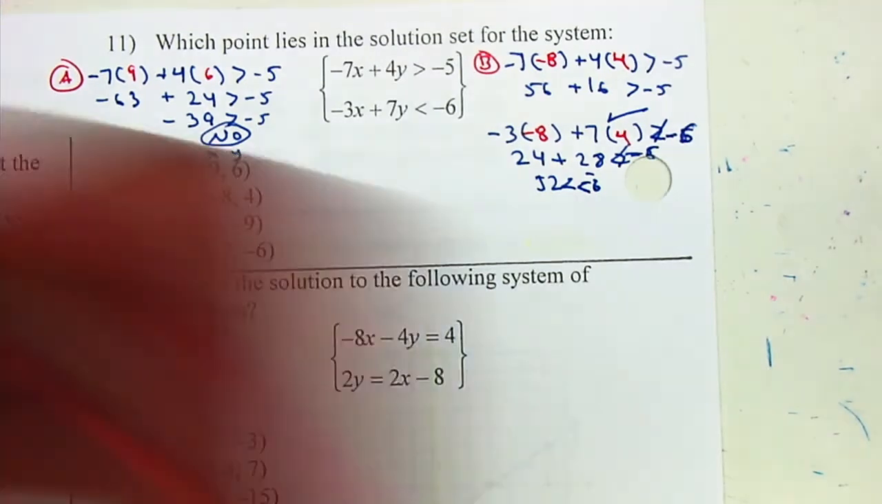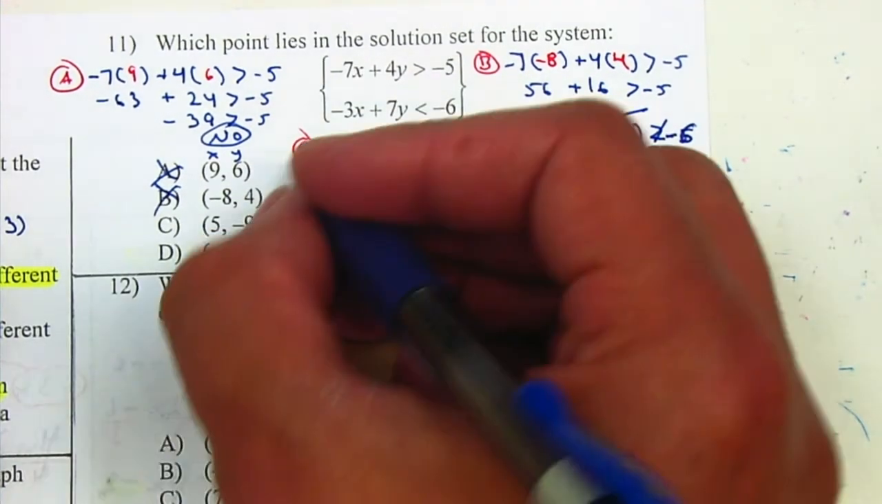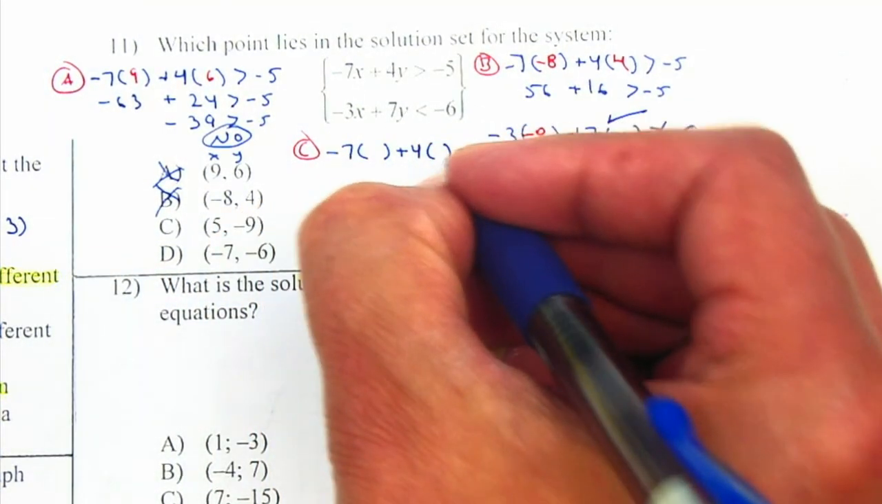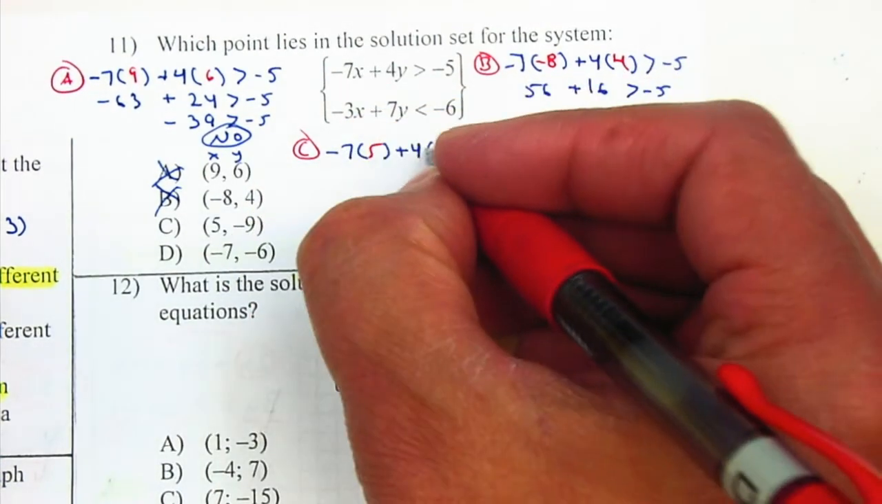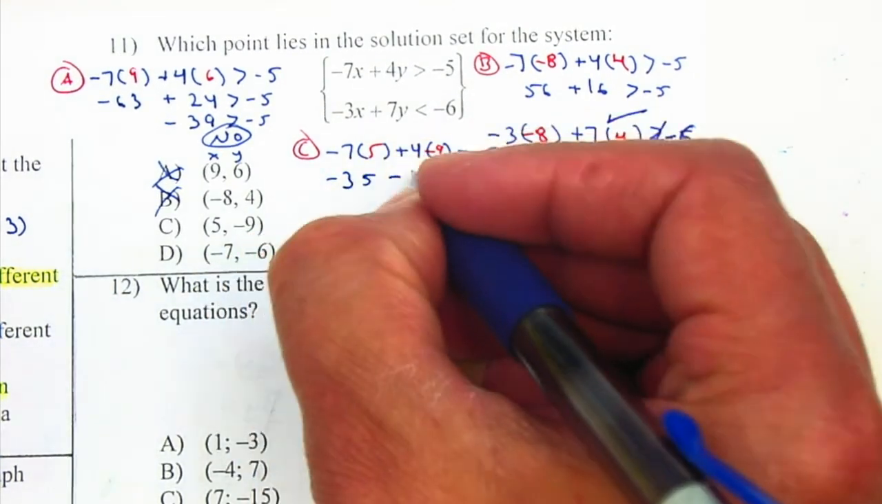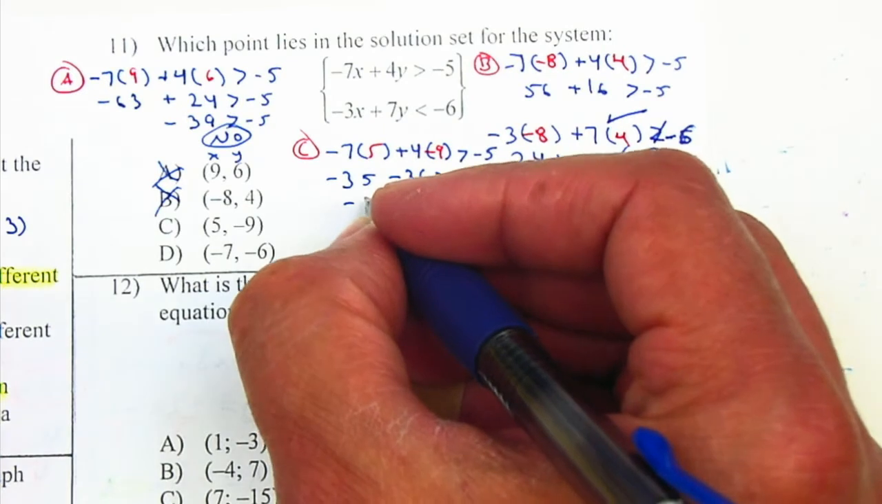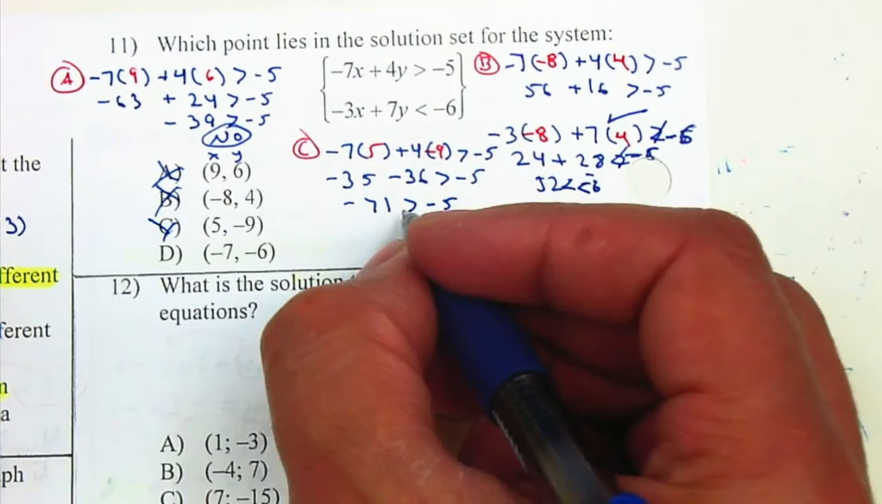Letter C. I'm going to plug in here. So I have negative 7x plus 4y is greater than negative 5. I'm going to plug in a 5, and I'll plug in a negative 9. So negative 35 minus 36 is greater than negative 5. Is negative 71 greater than negative 5? No. Is the alligator facing the bigger number? No.